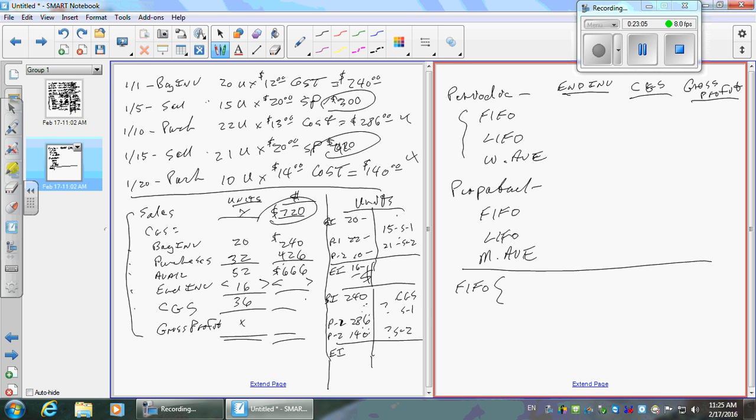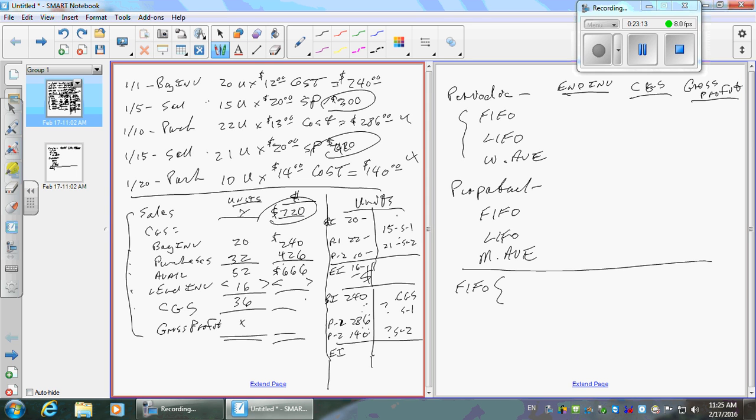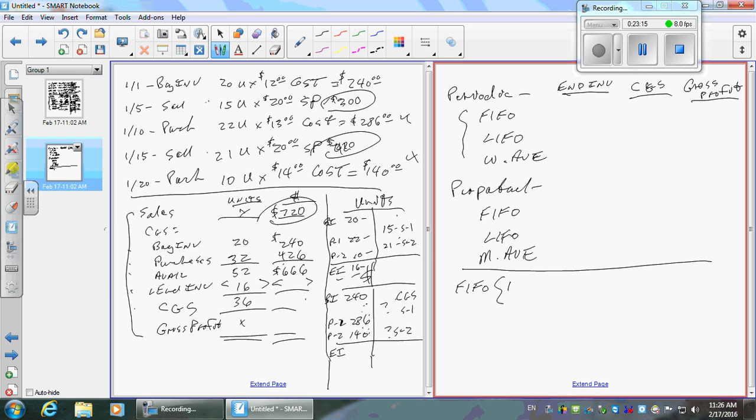Last one's the boss. How many do we have? Every time, how many do we have, you guys, in ending inventory? How many units in ending inventory? 16. It's 16, right? I need 16 units. Which ones? That's all you got to ask yourself. Which one?